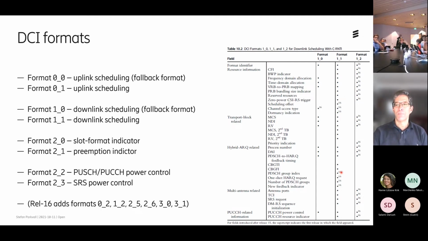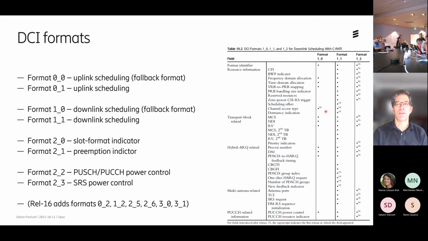So that means that many of these bit fields, whether they're present or not, and how many bits you use for them, depends on the configuration. And in order to get that configuration, you need to be scheduled with the downlink transmission. So there is a need for a DCI format that is kind of independent of your configuration. And that is this fallback format.